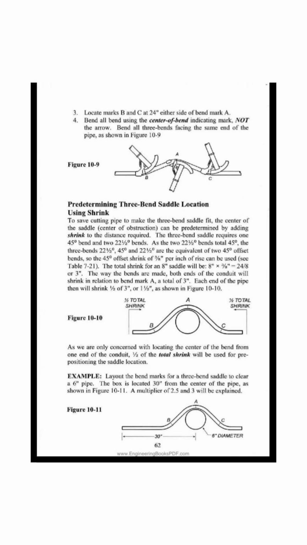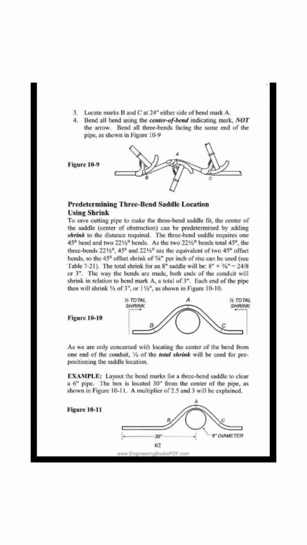The total shrink for an 8 inch saddle will be 8 inches times 3/8 equals 24/8, or 3 inches. The way the bends are made, both ends of the conduit will shrink in relation to bend mark A, a total of 3 inches. Each end of the pipe then will shrink 1/2 of 3 inches, or 1.5 inches, as shown in figure 10-10. As we are only concerned with locating the center of the bend from one end of the conduit, 1/2 of the total shrink will be used for prepositioning the saddle location.